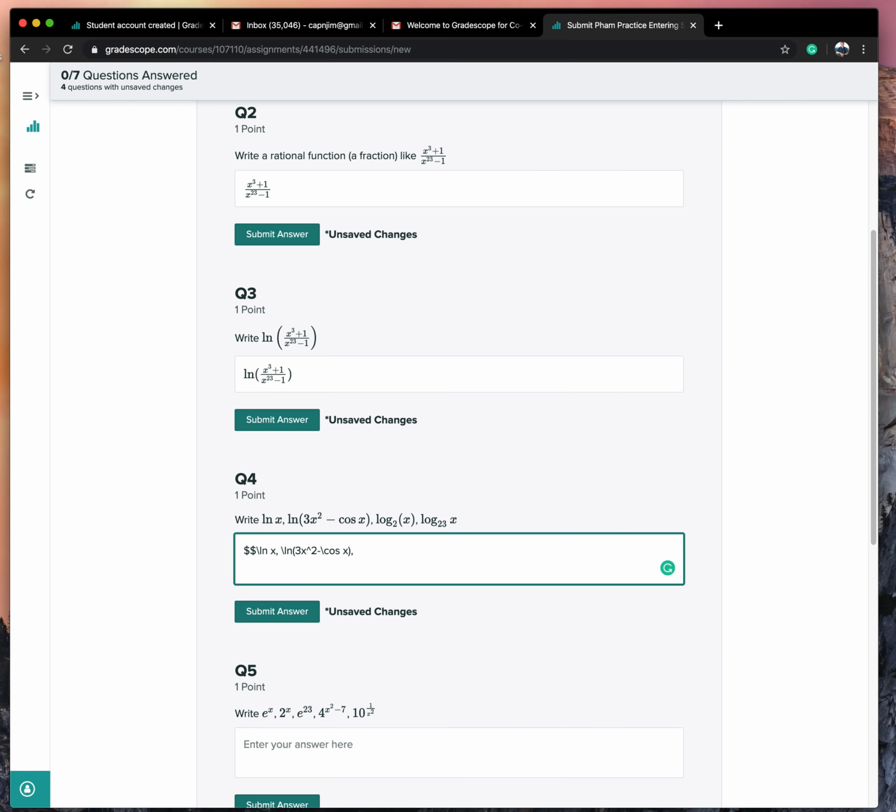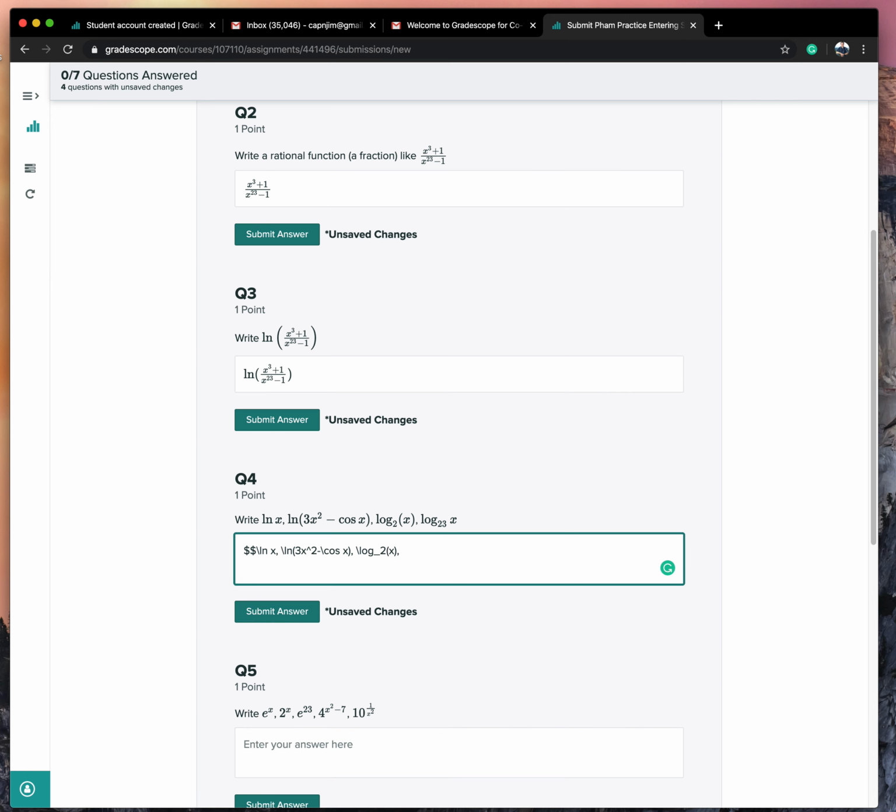And then I want log base 2. To do log base 2, I'm going to do backslash log, and then an underscore, which is the symbol above the minus sign. You do shift minus sign for the underscore, and then a 2 for the base. And then I want some parentheses around my x.